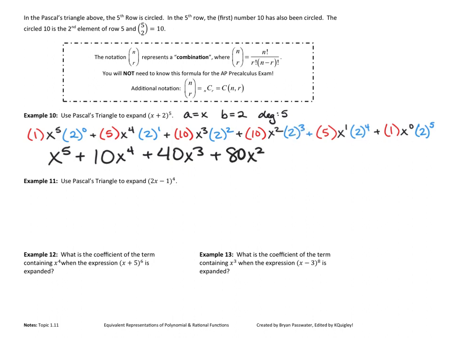5 times 16 is also 80. And then we have 1 times 2 to the 5th power, and 2 to the 5th power is 32. 32 times 1 is 32. And voila, in 2 rows, I have expanded that entire polynomial, instead of having to do that with like 8 sheets of paper.